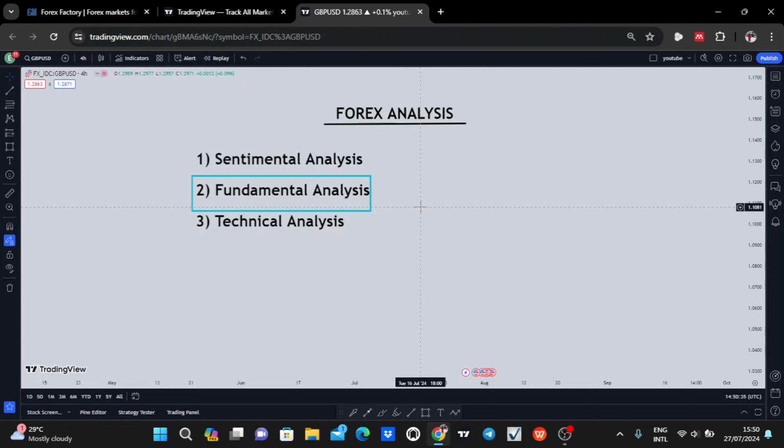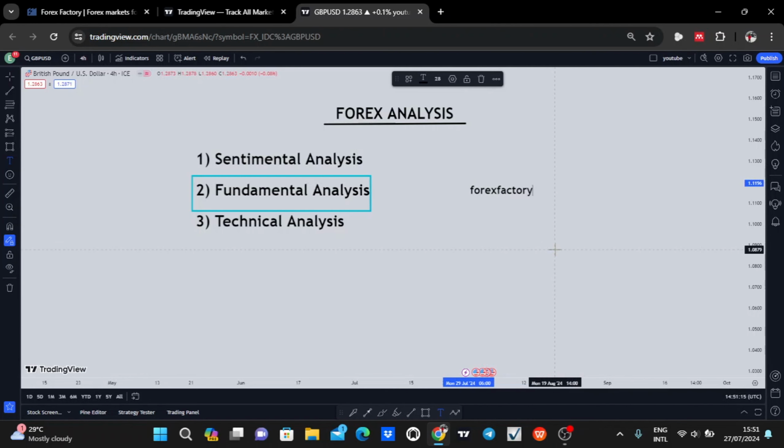Some of these sites are forexfactory.com, myfxbook.com, investing.com, and so on. For this video, I'll be using only the forexfactory.com to show you how to find the latest economic data of a country's currency.